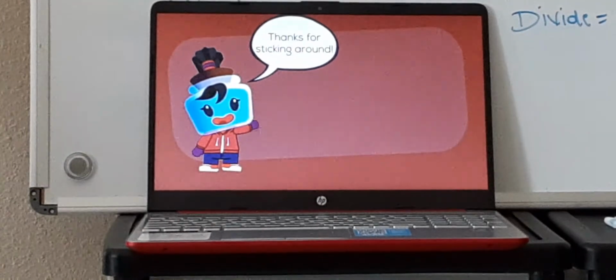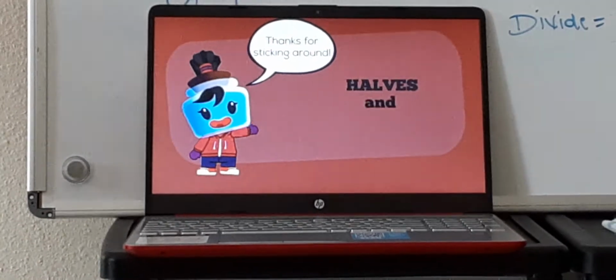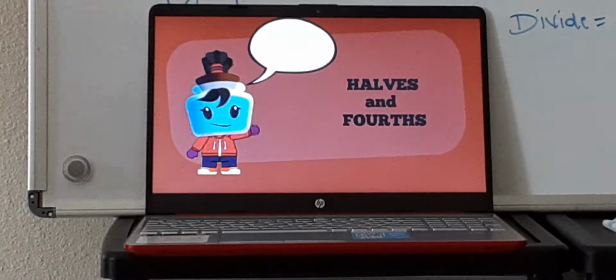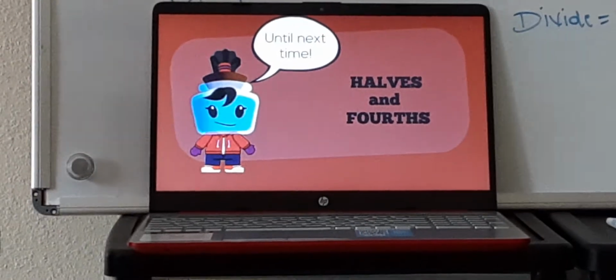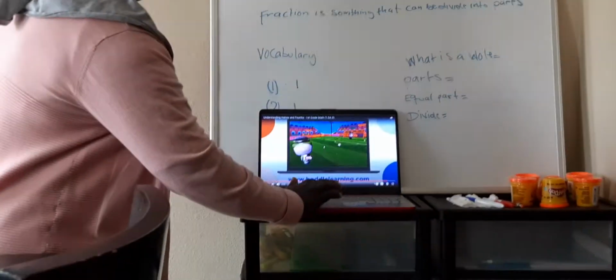Thanks for sticking around. I hope this helped you learn more about partitioning shapes into halves and fourths. For more fun ways to learn math.